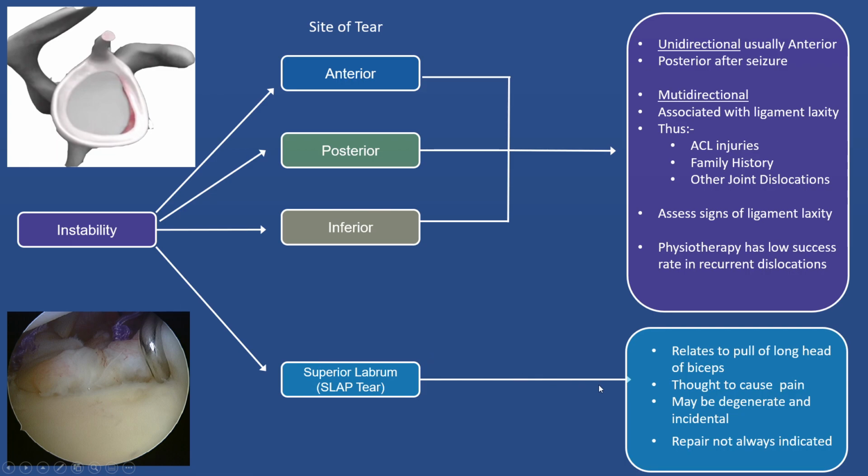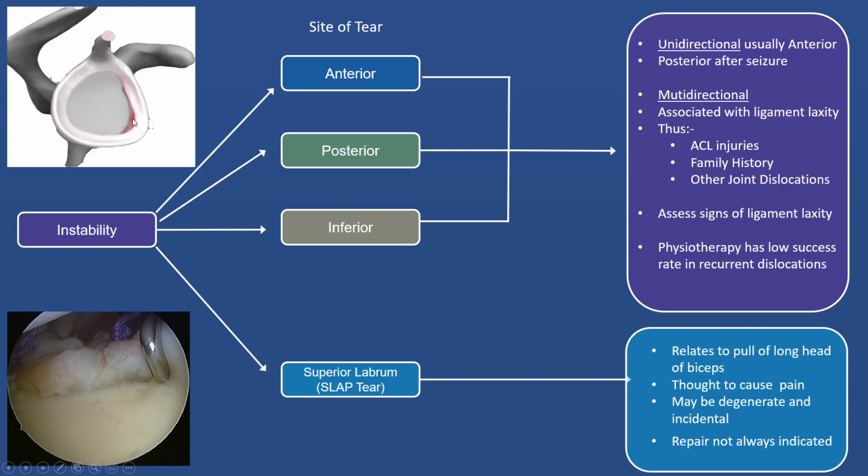In the early 2000s, one of the orthopedic surgeons assessed this as being a cause of chronic pain in the shoulder. However, it's now subsequently been shown to probably be, in a lot of scenarios, either an unrelated tear which doesn't cause the pain, or often just incidental. And therefore, repair is not always indicated.